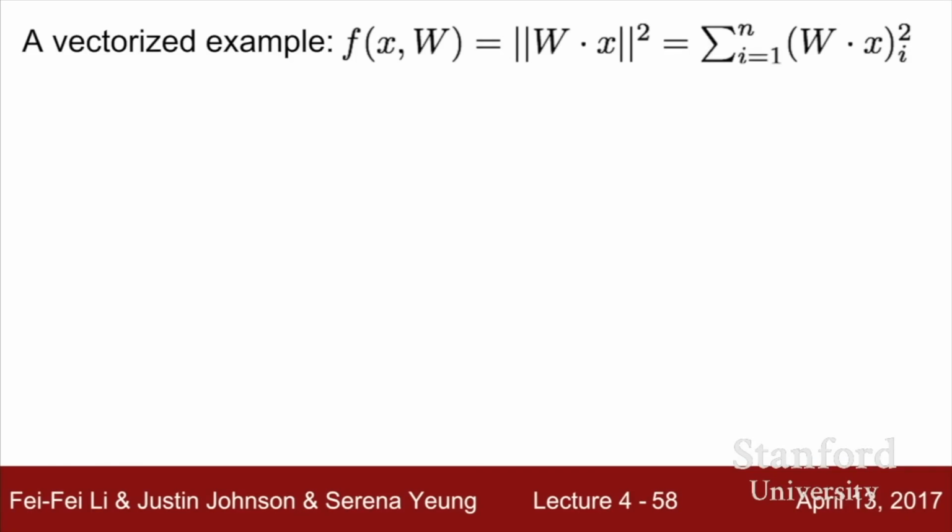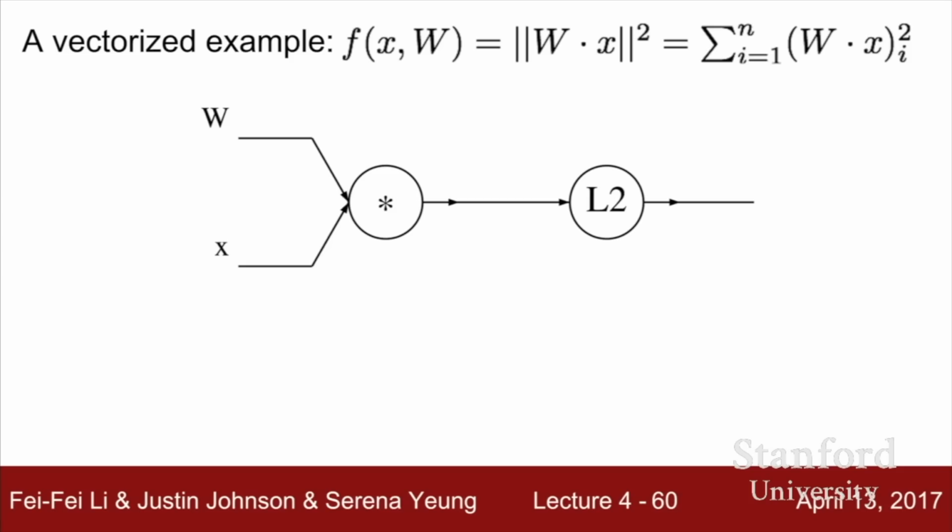Okay, so now we're going to go through a more concrete vectorized example of a computational graph. Let's look at a case where we have the function f of x and w is equal to basically the L2 norm of w multiplied by x. In this case, we're going to say x is n-dimensional and w is n by n. So again, our first step is writing out the computational graph. We have w multiplied by x, followed by, I'm just going to call this L2.